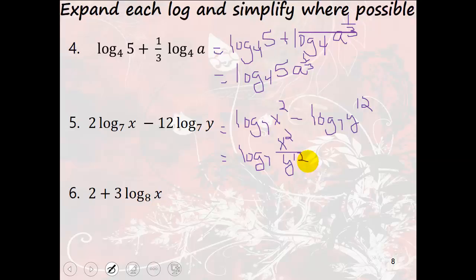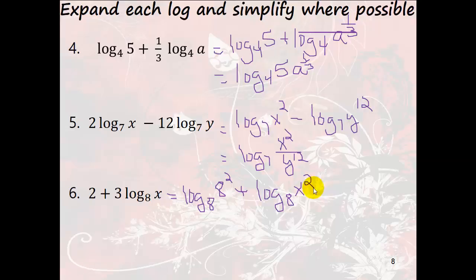Number 6, we're in log base 8. So this 2 can be written as log base 8 of the input 8 squared plus log base 8 x squared. And now I can use my product property, and I'm going to convert 8 squared to 64. So I get log base 8 of the input 64 x squared.